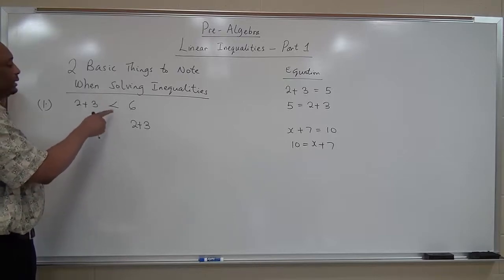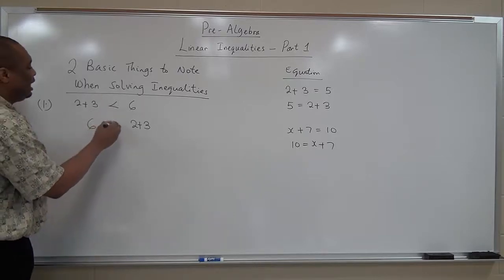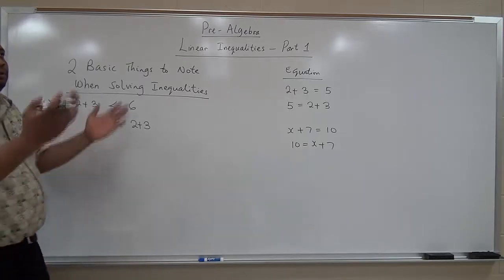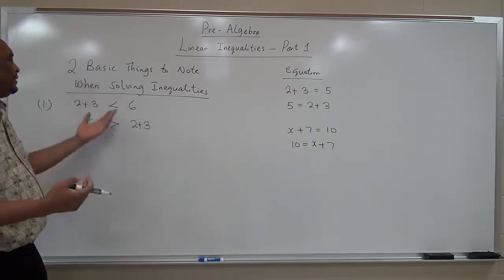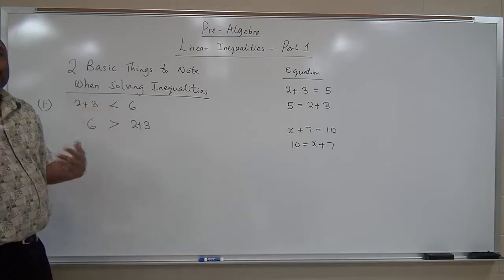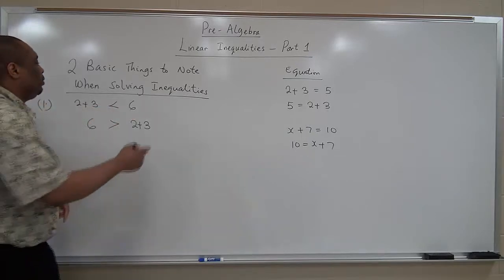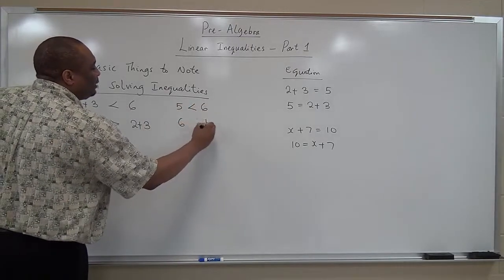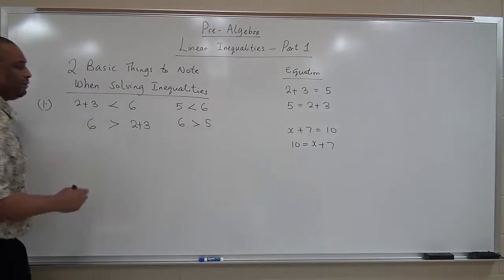The inequality changes. It's no longer less than; it should now be greater than. In other words, if you swap your left-hand side and your right-hand side, the inequality is reversed. When you have 5 is less than 6, when you swap it, then 6 will be greater than 5.